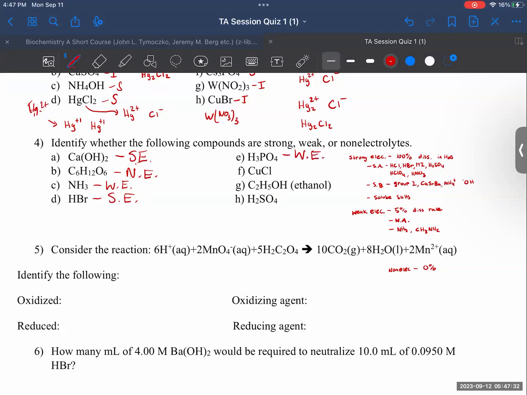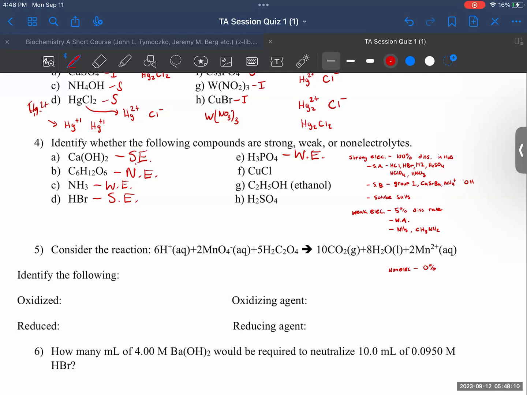All right, 3 more. Copper chloride, or copper 1 chloride, cuprous chloride. Yeah. You say strong. Why do you say strong? It is a salt. You have a metal and a non-metal. But is this a soluble salt or an insoluble salt? Because that'll tell us whether it's a strong electrolyte or a non-electrolyte.